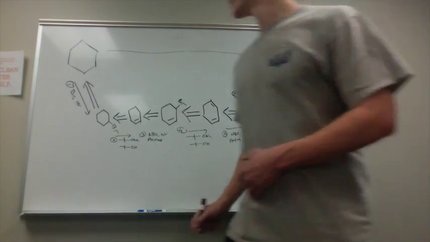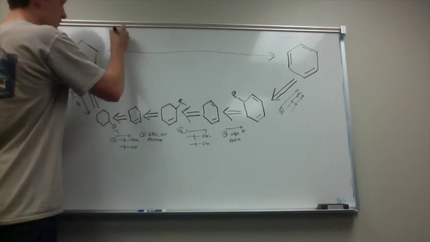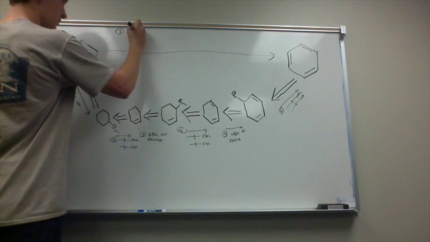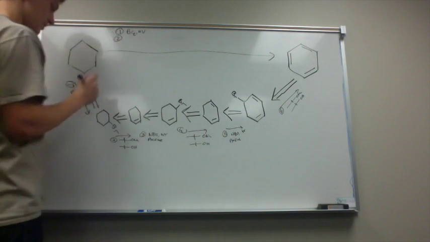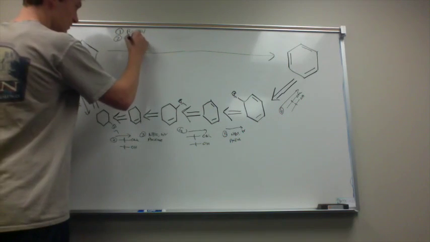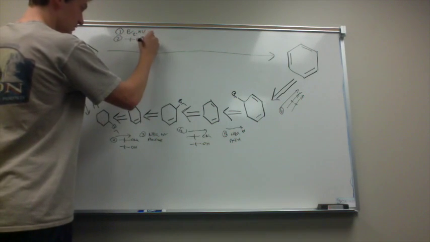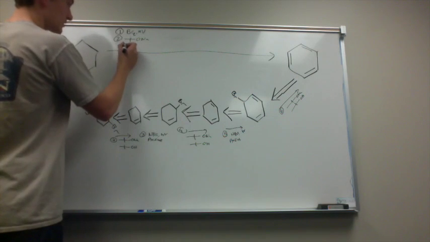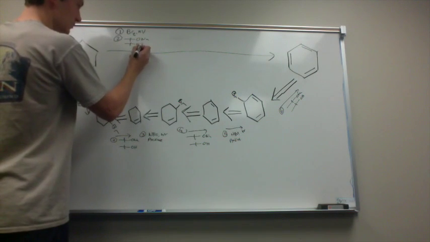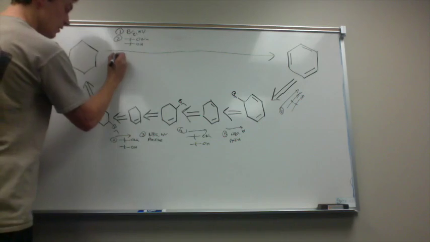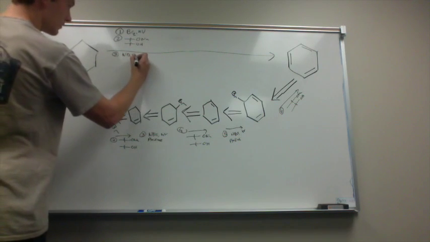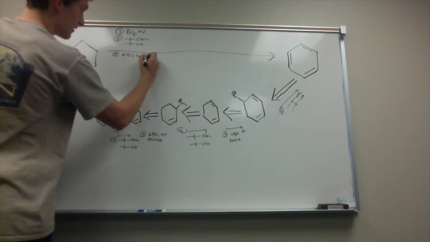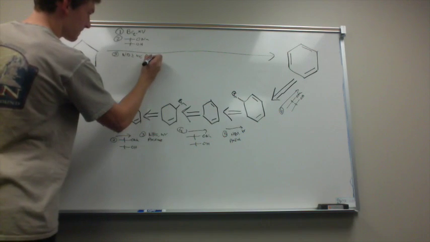So to sum it up, the first step we have Br2 and light. Second step, we have a sterically hindered base, in this case sodium tert butoxide, and its conjugate acid as a solvent. In the third step, we have NBS, light, and pyridine.